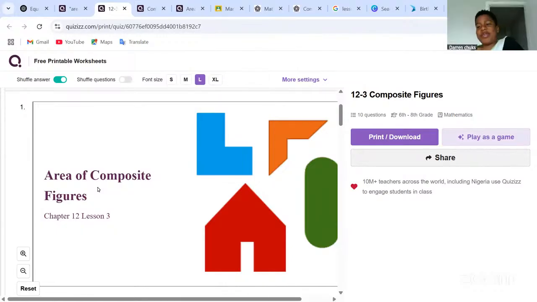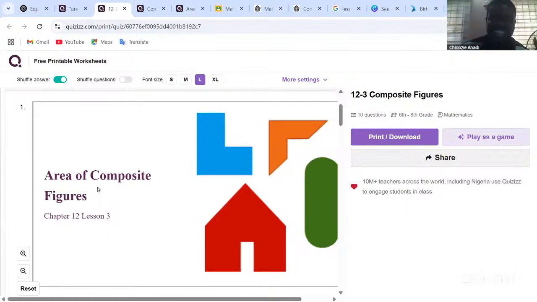Regular shape. Can you give me examples of regular shapes we have? Regular shapes. Can you give me examples of regular shapes? You should know regular shapes. Examples. Pentagon, triangle, rectangle. Thank you very much.